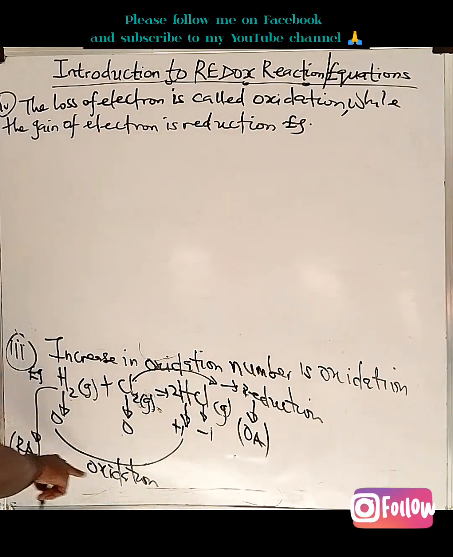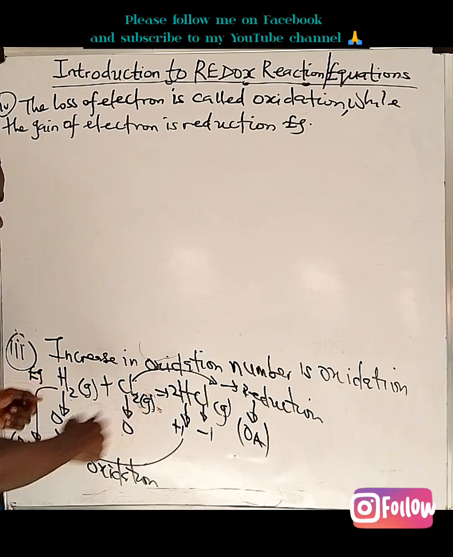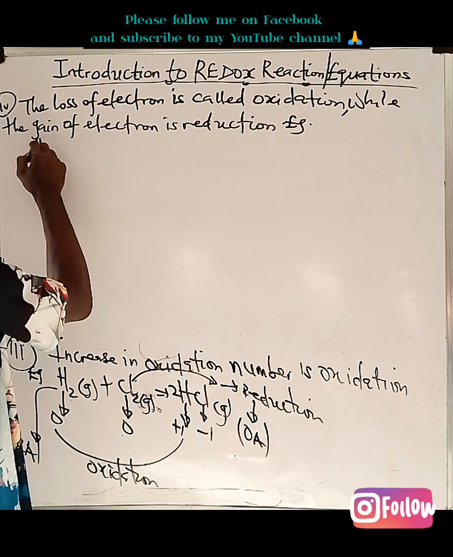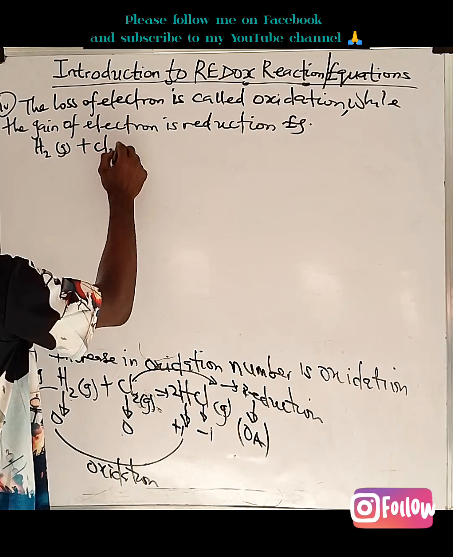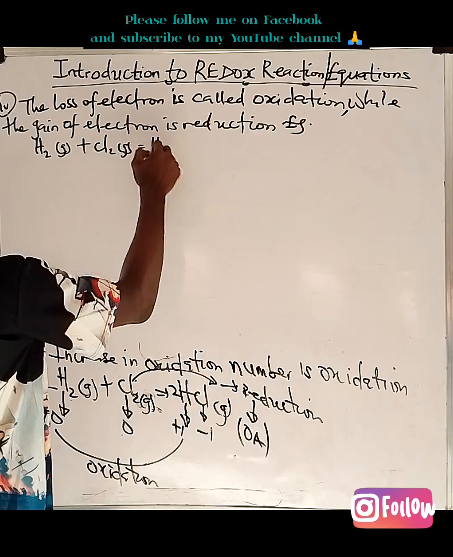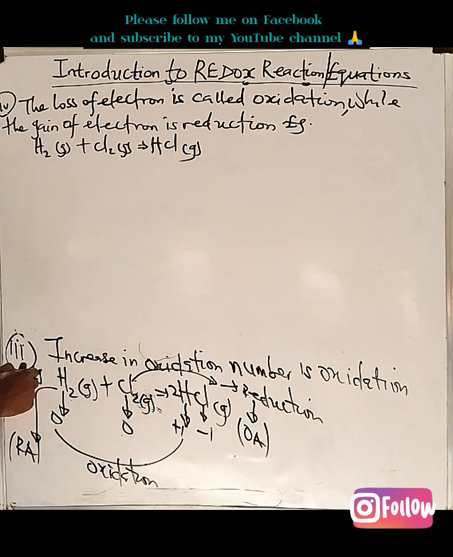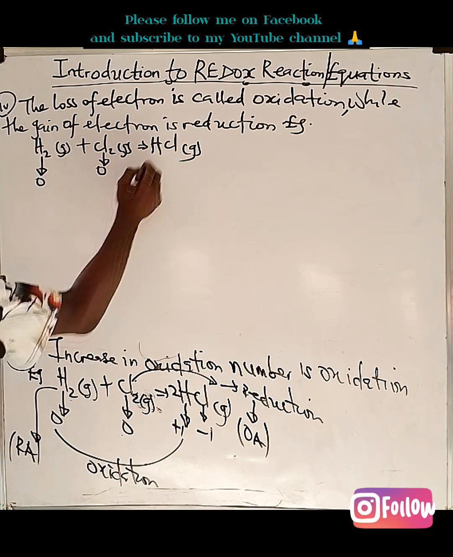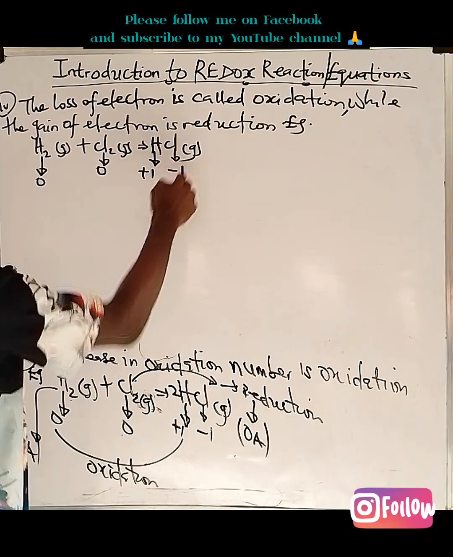I'm going to be using this very equation from the third explanation, the third scenario. H2 plus chlorine, hydrogen gas plus chlorine gas will give us hydrogen chloride, which is also a gas. So let's see what happened. Now, don't forget, oxidation number here is 0. Oxidation number here is 0 also. Oxidation number on the product end is +1, while here is -1.